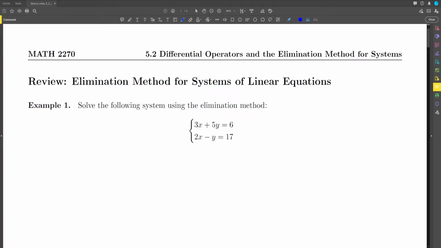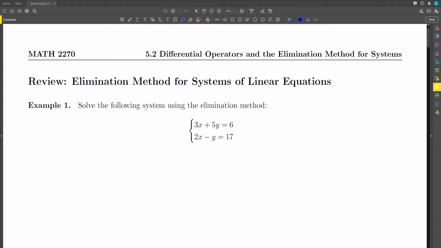In many real-life applications of differential equations, we have to deal with systems of differential equations. In this section, I will show you how to solve certain systems of differential equations, and we will start with a review of the elimination method for systems of linear equations. So the first example asks us to solve the system of linear equations 3x plus 5y equals 6 and 2x minus y equals 17 using the elimination method.